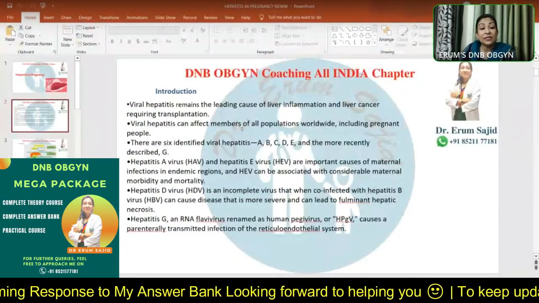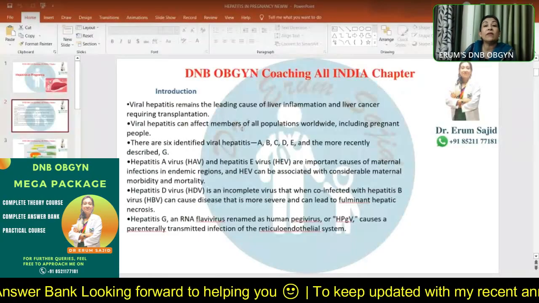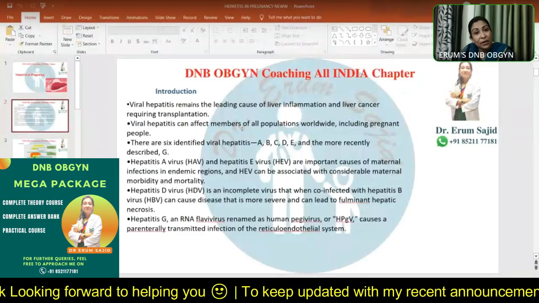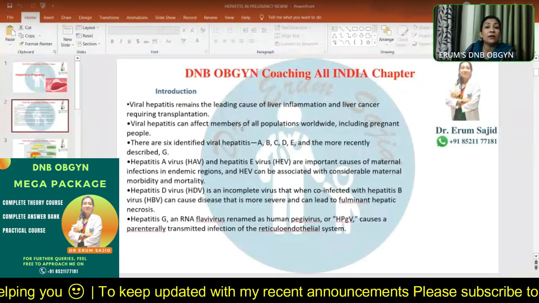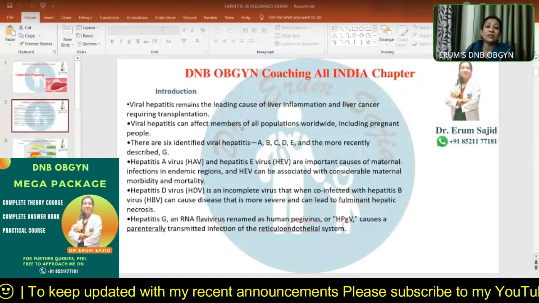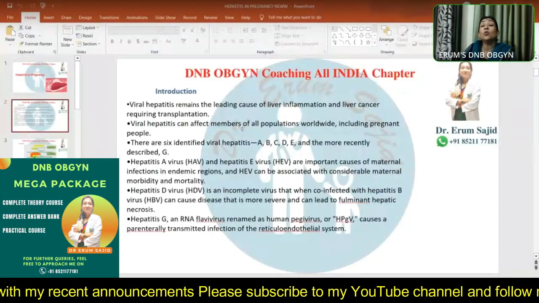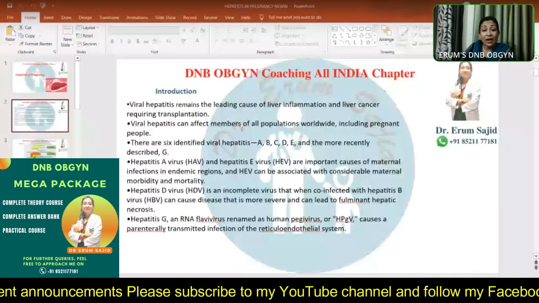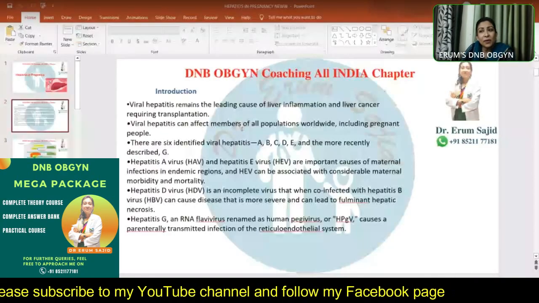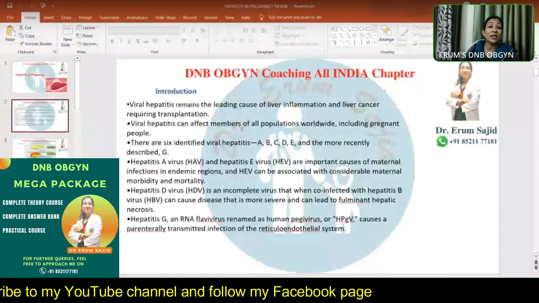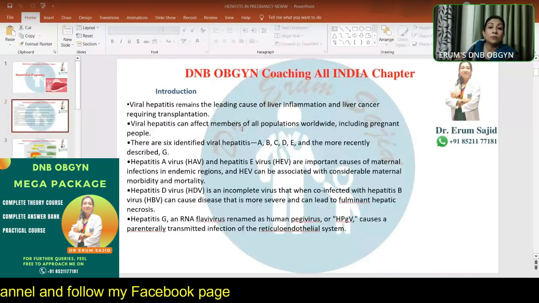Hepatitis D virus is an incomplete virus, and it's co-infected with hepatitis B. So usually when a patient is seen with hepatitis B virus, always go for a complete serology and complete diagnostic modality, including hepatitis D viral antigens. That can cause a disease which is far more severe. In fact, it can lead to fulminant hepatic necrosis. That's the worst thing, because fulminant means acute and very dangerous, proceeding into large proportions in very little time.